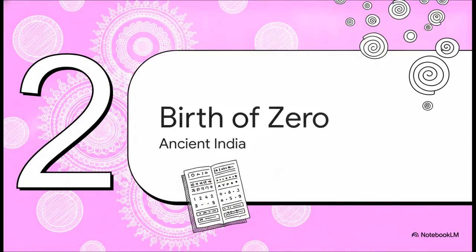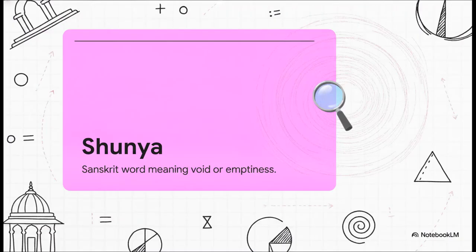Which brings us to Chapter 2, the breakthrough of nothing. Mathematics desperately needed a symbol for emptiness, and the answer emerged in ancient India. Mathematicians there introduced this revolutionary idea called Shunya, which translates roughly to void or emptiness. But here's the genius part. This wasn't just a philosophical idea anymore. For the very first time in human history, nothing became something, a real manipulatable mathematical concept. One tiny circle, one absolute game changer.